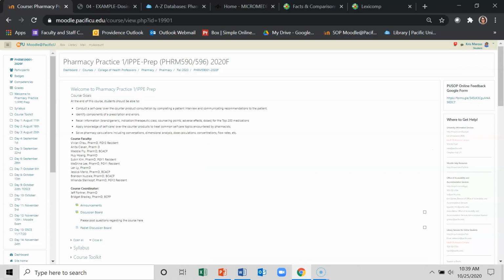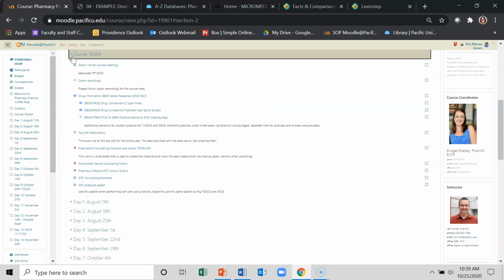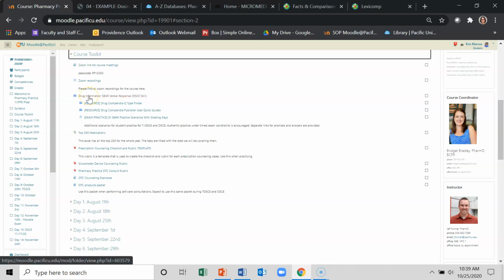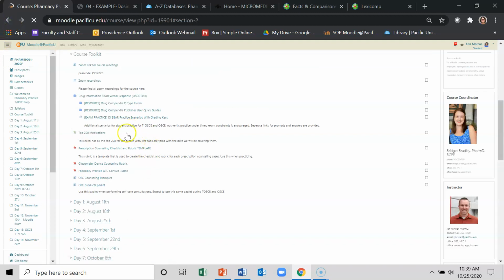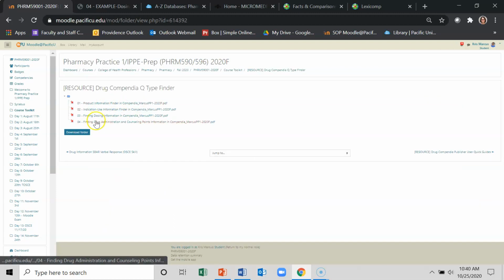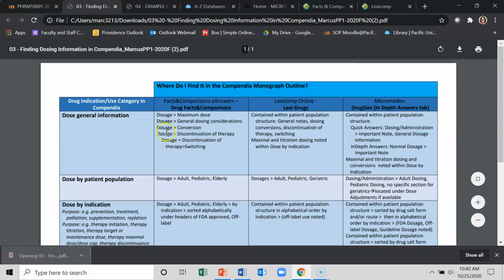On the course, the examples and helpful things can be found in the course toolkit. I've compiled everything there from over the weeks, so you'll just want to find the section labeled drug information here, and if you go into this first folder, this is where we have examples and the blank script template, as well as, right below it, those compendia finders. So by each question type, this is where it would show you, for example, where's the best place to look for dosing information in your compendia.